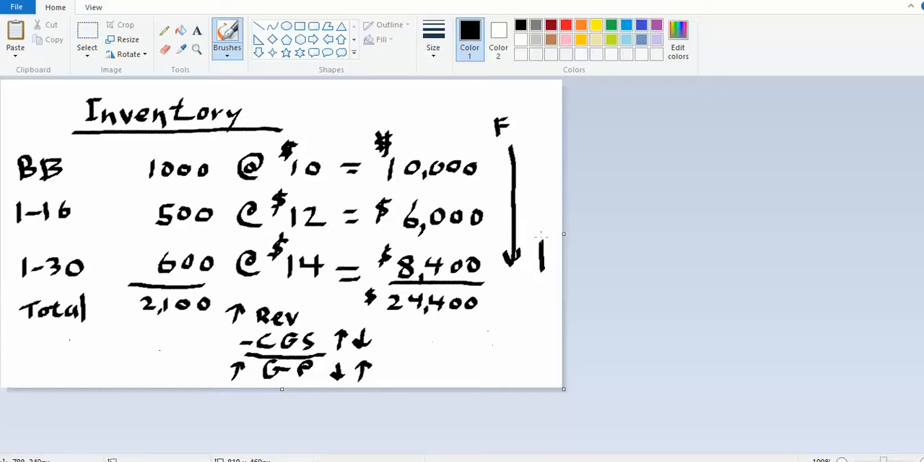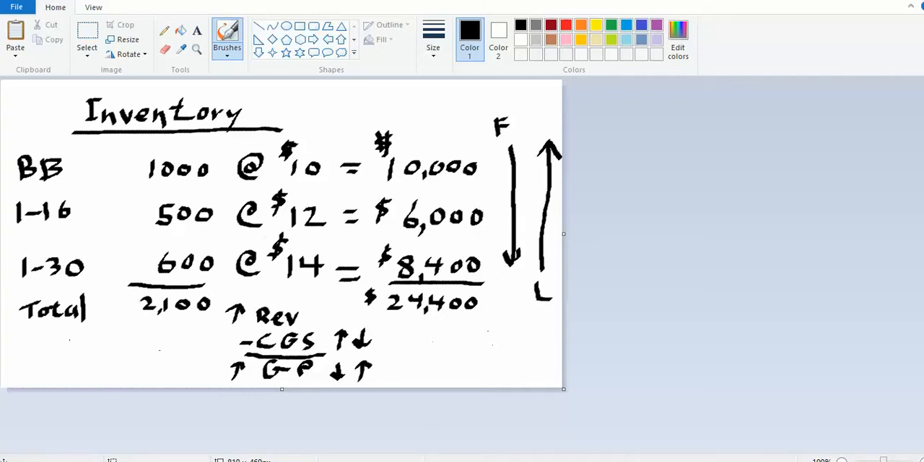Okay, LIFO, coming back to LIFO, does the opposite. These are the layers at the bottom that you sell. This is where cost of goods sold is consumed, and what we keep is the older layers. In the case of FIFO, with prices rising like this, ending inventory would be higher because you're using the older layers, and cost of goods sold would be lower. And the opposite would be true in LIFO.